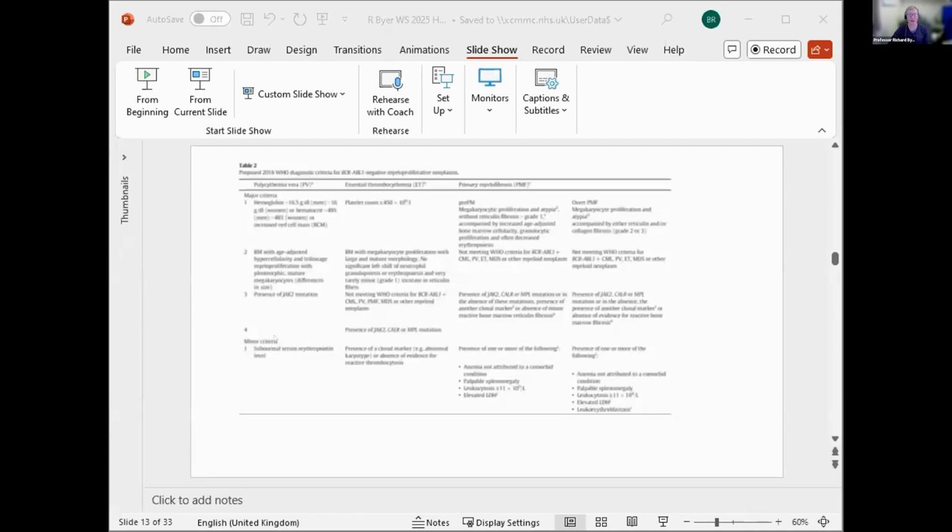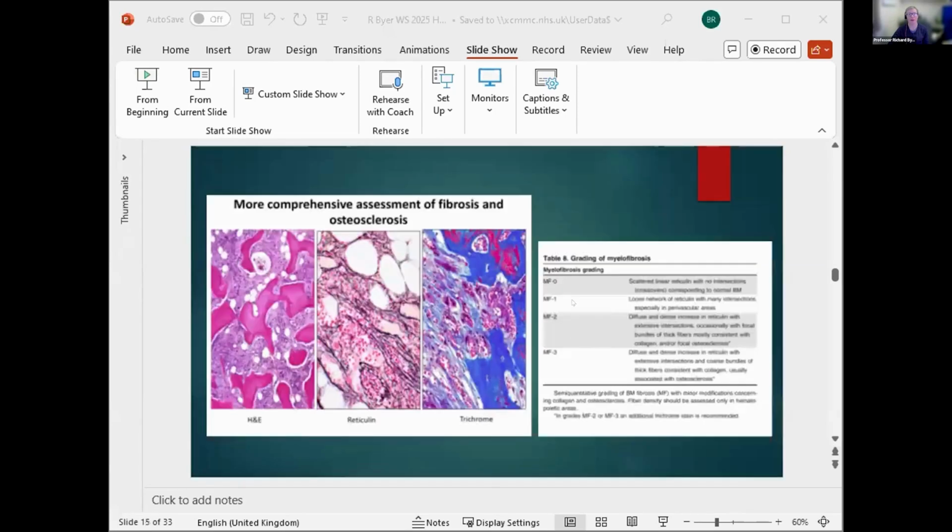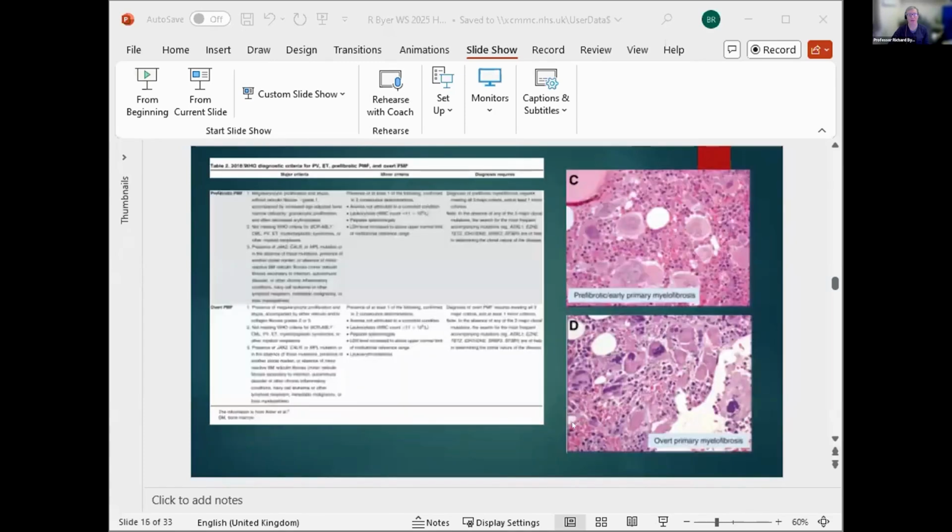There are the criteria there, which I've reproduced for you. This highlights the importance of molecular for the diagnosis of these diseases, but the diagnosis can be made without molecular, with a combination of morphological and clinical features. And this is just to indicate that primary myelofibrosis can often start off with a diffuse hypercellular form, moving into a hypocellular fibrotic form. And this shows the WHO grading, which I've highlighted for you in this presentation. And that it starts off often with a pre-fibrotic phase and then moves to a fibrosing phase.